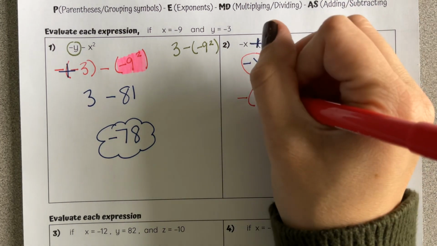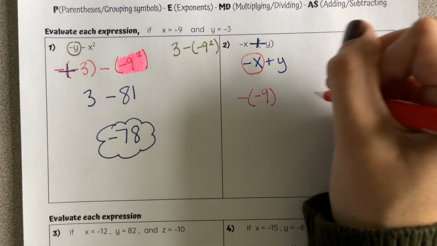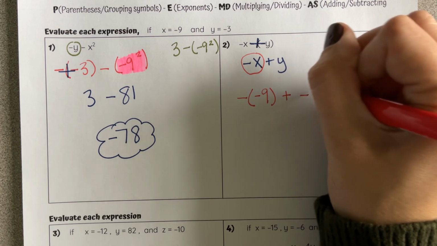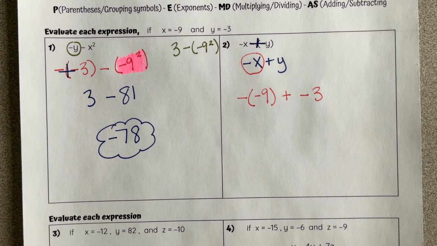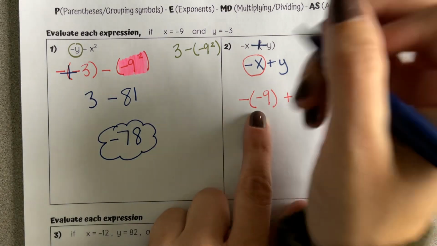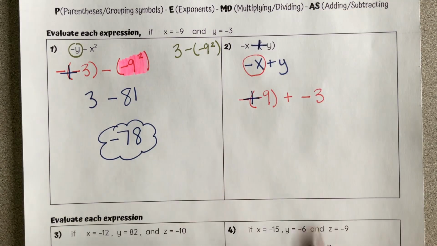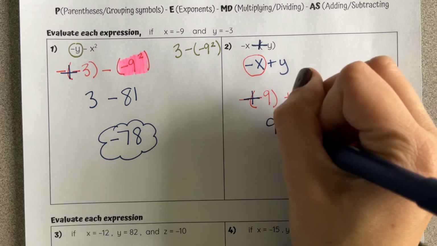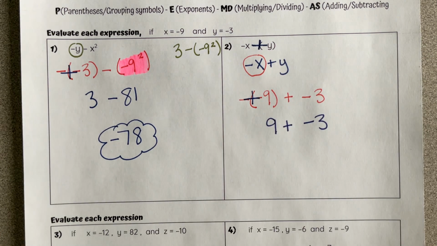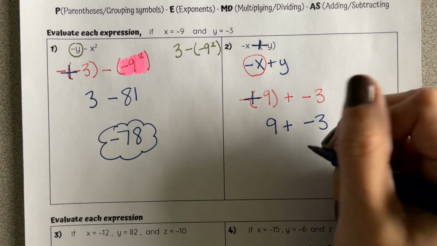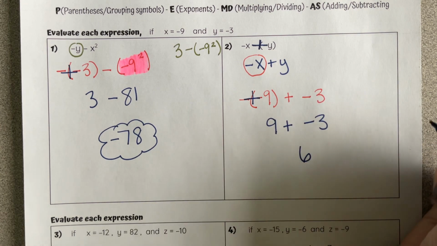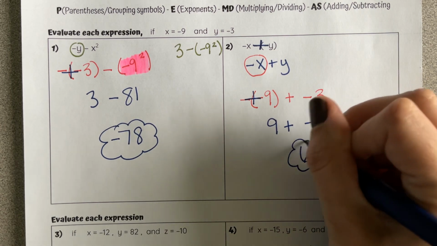The opposite of our x value of -9 plus our y value of -3. But then the same thing would apply here. The opposite of negative, that double negative is a positive. So we really have 9 plus -3. 9 plus -3 is 6. There's more positives, so it stays positive.